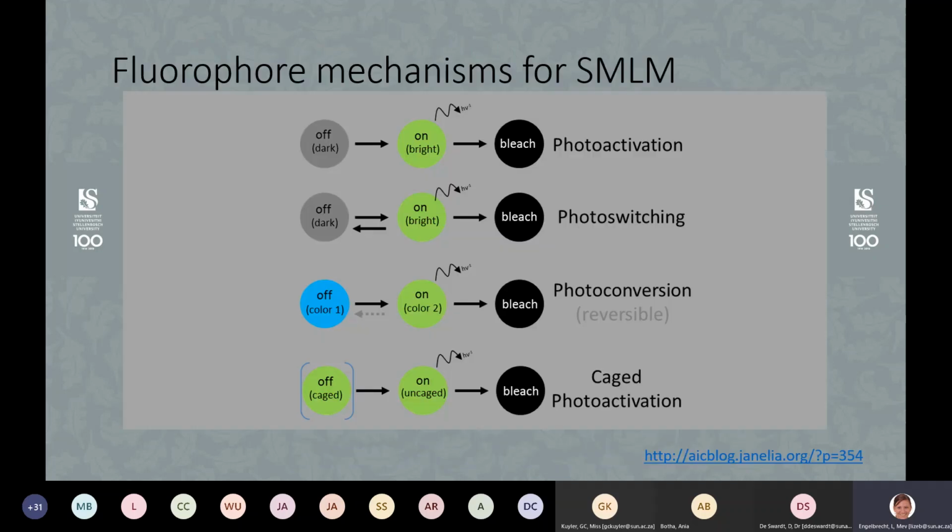Now, not all fluorophores are exactly the same. If it's just a photoactivatable dye, you would have them in an off state. They would not be fluorescent. With UV light or some other way, mostly UV light, they would go to an activated state. And then when you use your correct laser for excitation, they would fluoresce in the color that you would expect. And eventually they would bleach.